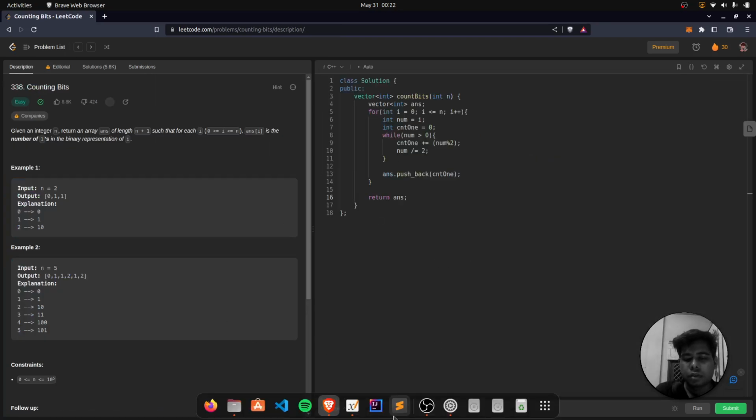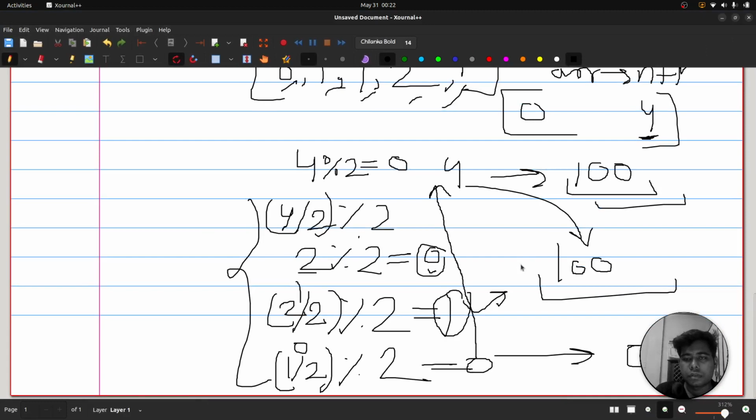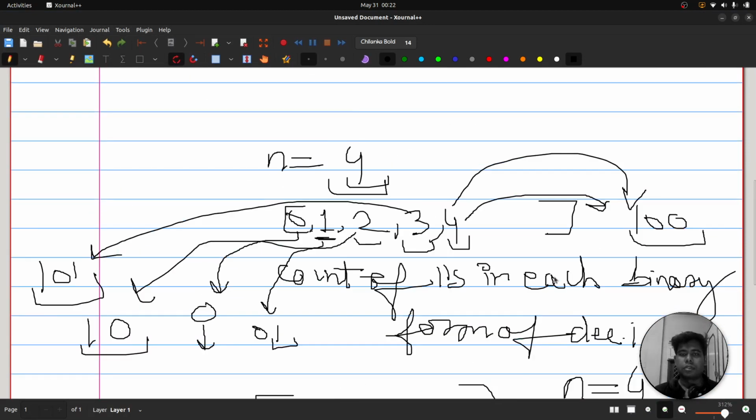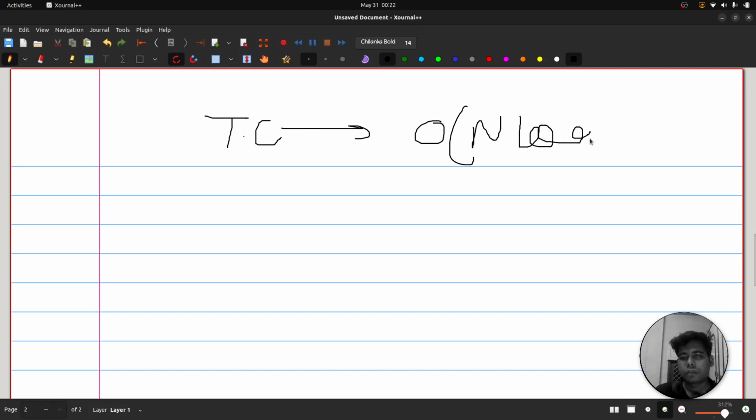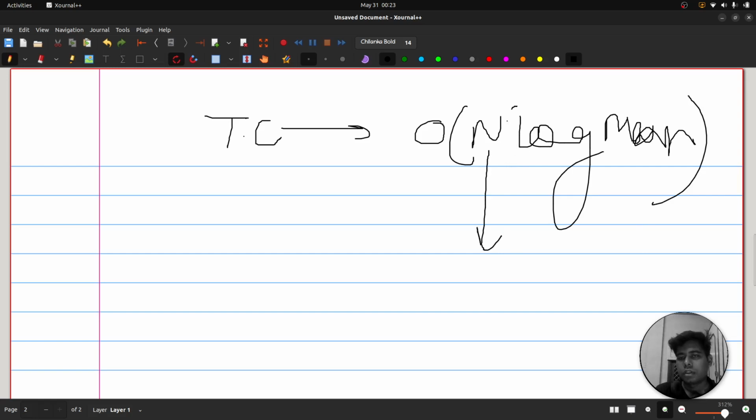But do you recognize one problem? Okay, so actually the time complexity of this brute force solution is order of n log of max of n. Okay, why? Because you are iterating over all the elements, and for every n, you are deriving its binary form, which is a log of n operation because you are just dividing it by 2, 2, 2.